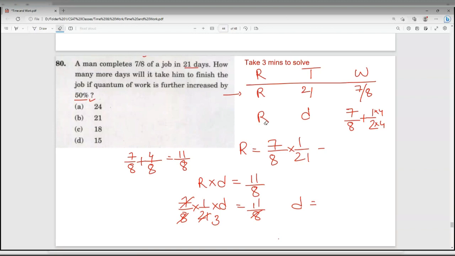Okay, I'm sorry. The remaining was 1/8. The 7/8 is already completed, so remaining was 1/8. So thanks for helping me out. So this remains 7/8. So we have to take this as 1/8. So this is 5 by 8.